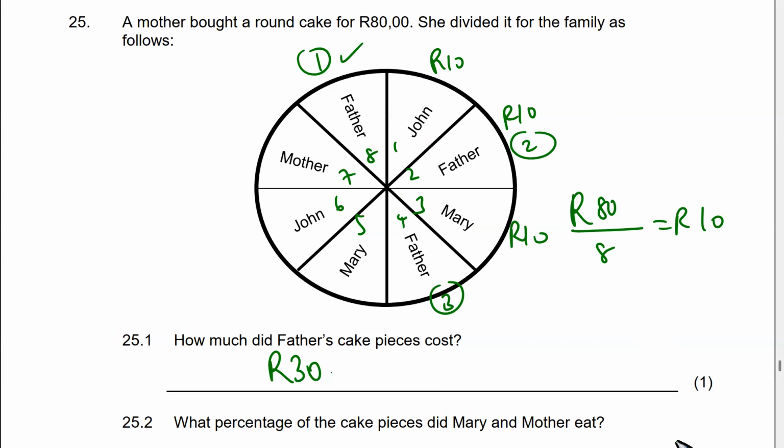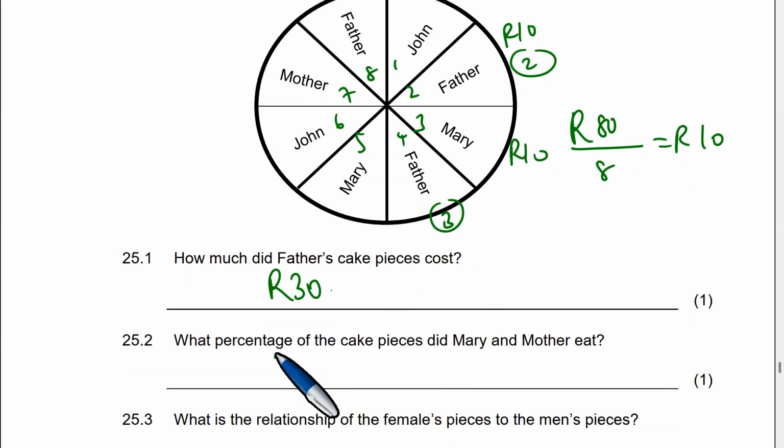Now they're asking what percentage of the cake pieces they ate. So it's going to be 3 parts out of 8, and then you multiply by 100%. The answer is 37.5%. So the percentage of the cake pieces that Mary and mother ate is 37.5%. Next.